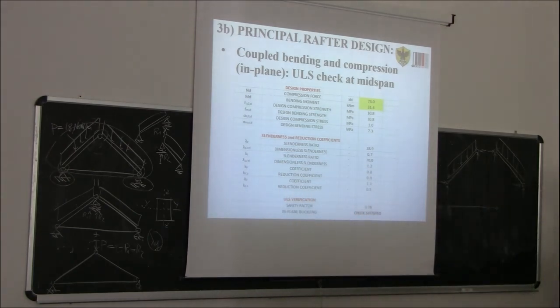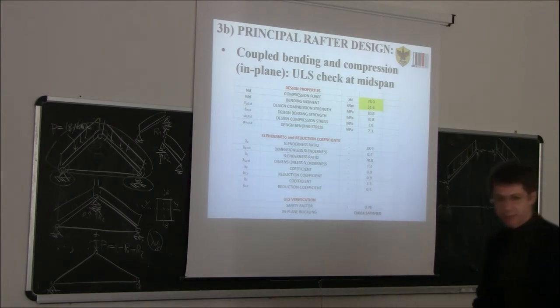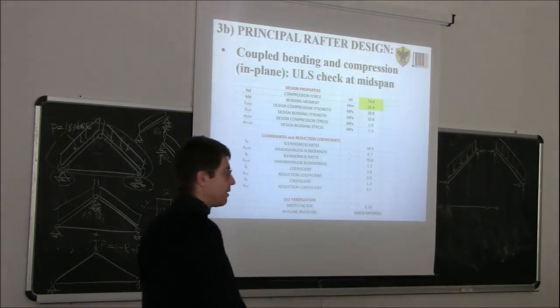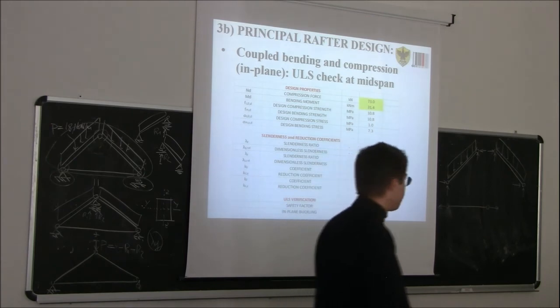And in the end, you see that you get a reduction coefficient of 0.9. And so we have a safety factor of 0.78. So in the end, this verification of in-plane flexural buckling at midspan is satisfied because we have a safety factor of 0.78, and we can arrive up to 1.